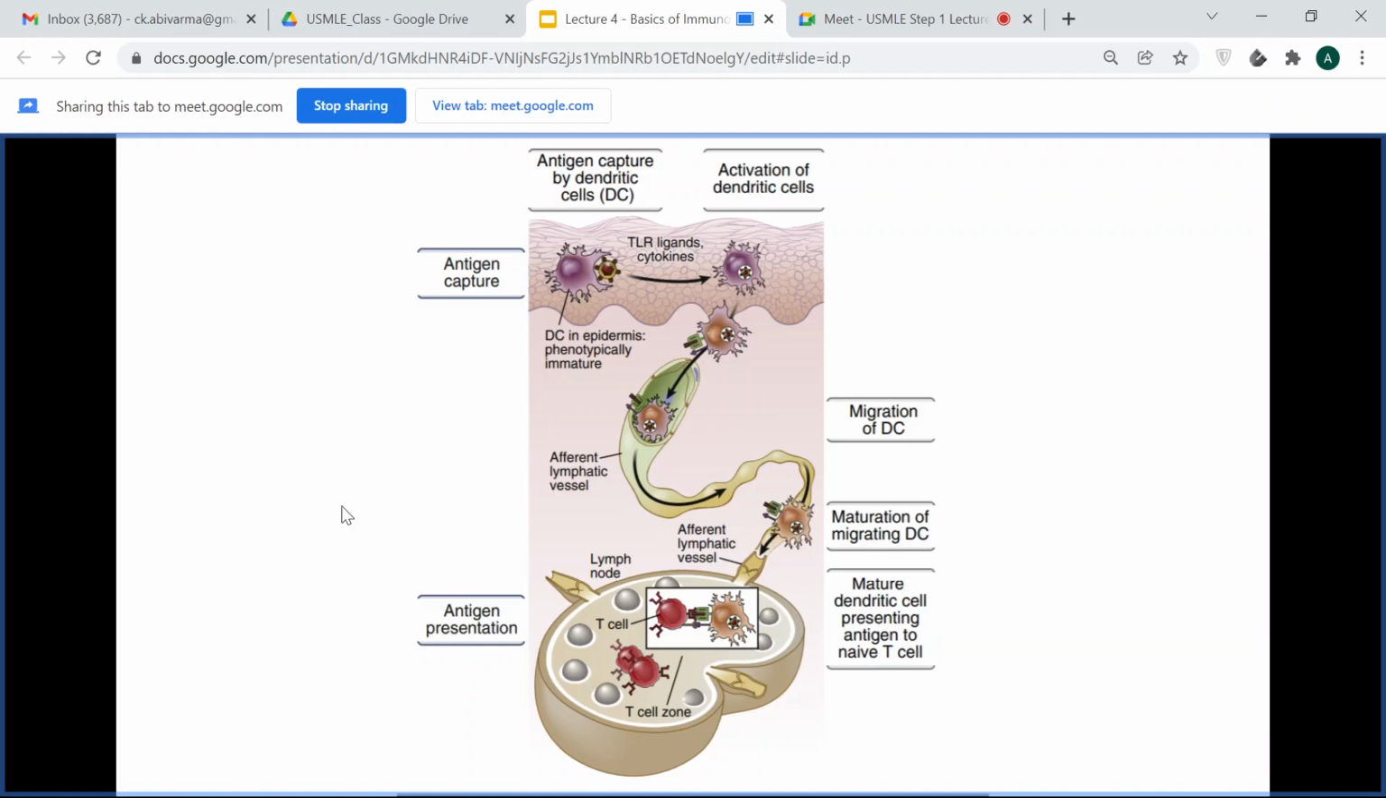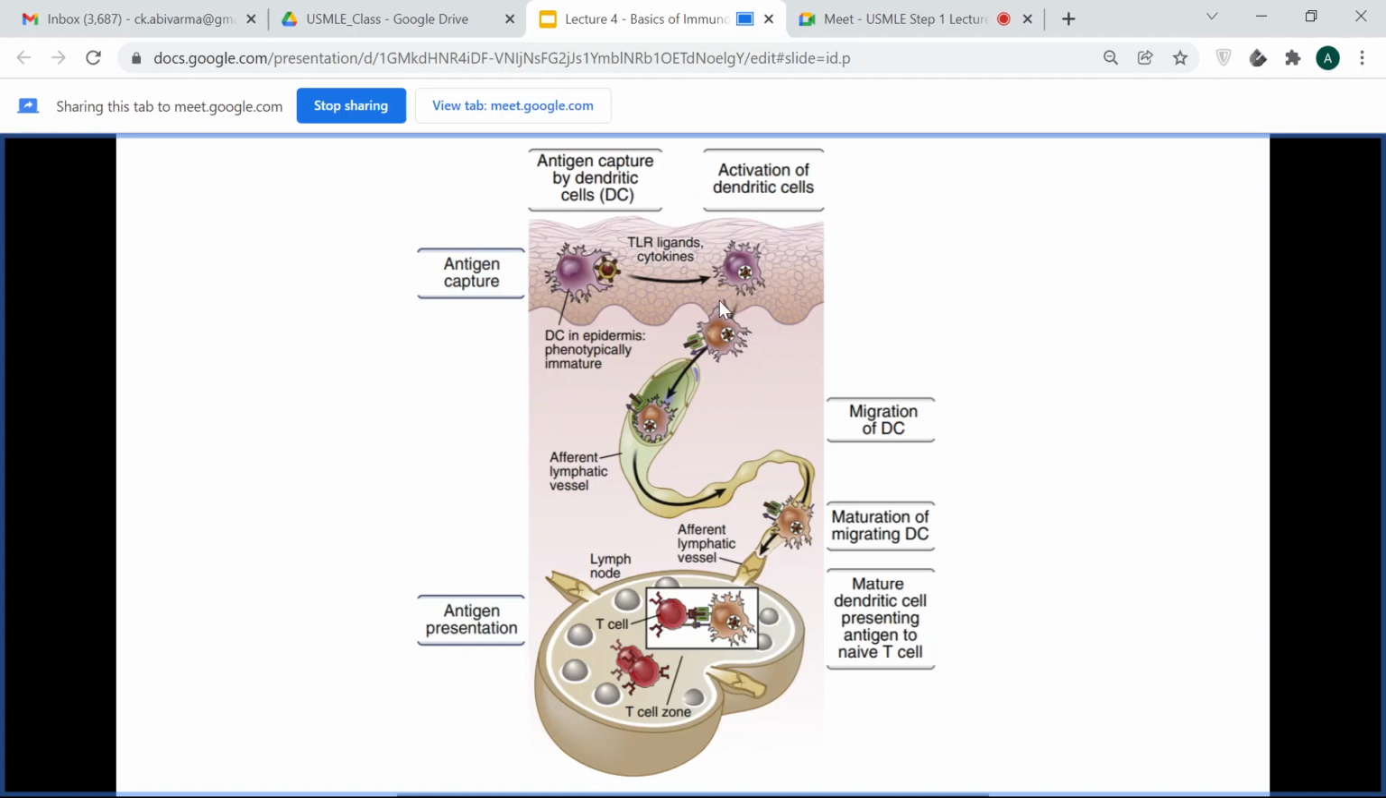So this is the whole process that I was mentioning. Initially the dendritic cell, which is a type of antigen presenting cell, will capture a microbial pathogen. It will phagocytize them, digest them, and then it will get activated because of the digestion. During phagolysosome fusion and during phagocytosis, there are some cytokines produced. It will activate the dendritic cell.